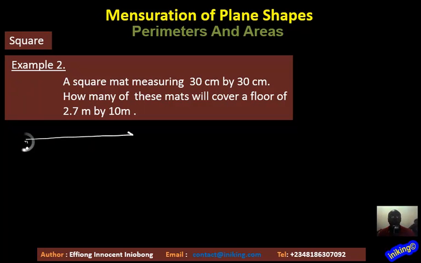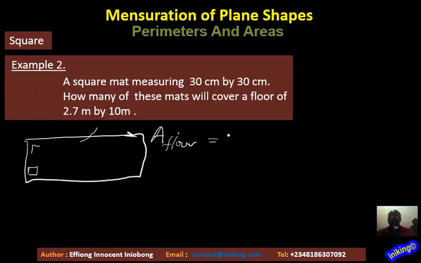We have a floor, 2.7 by 10. And then we have square mats. That's one mat, and you want to place them to cover this area. We are asked to find the number of mats that will cover this area. So first I need to know the area of this floor. Area of floor will be 2.7 times 10, length times breadth, and that will give us 27 meters squared.